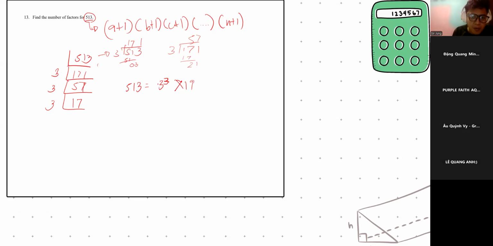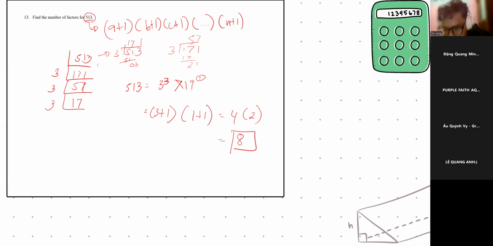Okay. Now, again, to get the number of factors, get the exponents of every prime factor. So we have 3 plus 1 times 1 plus 1. So 4 times 2, that's equal to 8. And that should be the answer. Yes, thank you for that clarification. It should be 171 divided by 3, it's 57. This should be 19. So any questions? The answer is 8. Thank you for sharing your answers in the chat box, everyone.